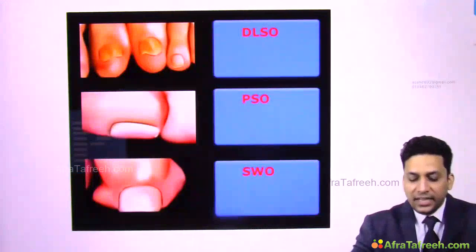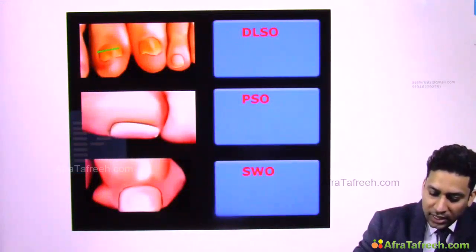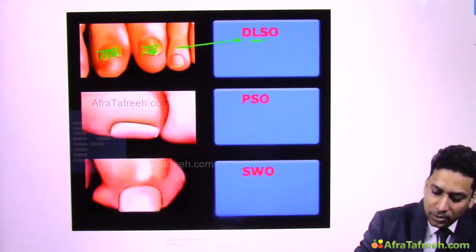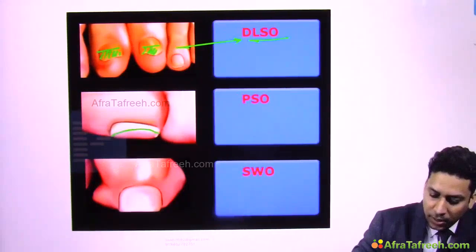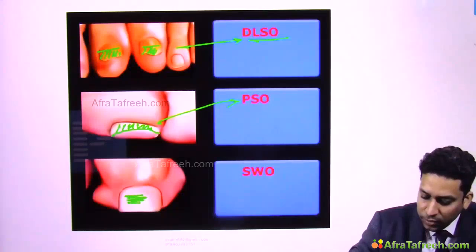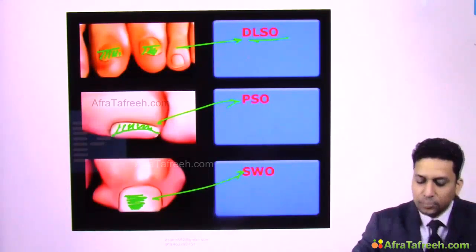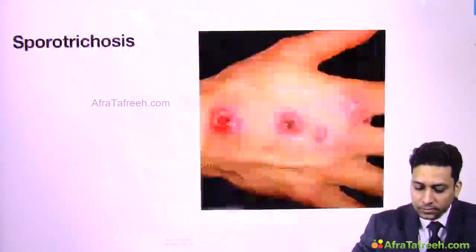Then I told you there are 3 types. If the distal portion of the nail is involved, then this is known as distal lateral subungual onychomycosis. If only proximal part is involved, then this is known as proximal subungual onychomycosis, and if only superficial part of the nail plate is involved, then this is superficial white onychomycosis.